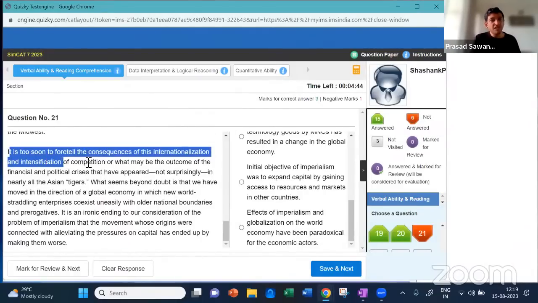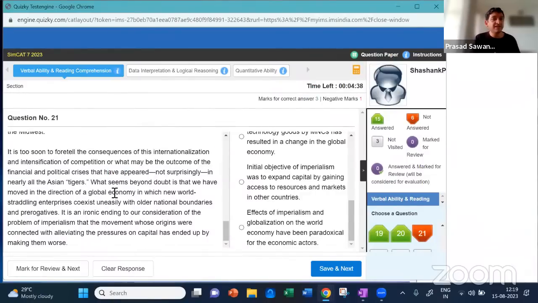It is too soon to foretell the consequence of this internationalization and intensification of competition, or what may be the outcome of the financial and political crisis that has appeared. Not surprisingly, nearly all the Asian tigers. That's what we're talking about, right? What seems beyond doubt is that we have moved in the direction of a global economy in which new world-straddling enterprises coexist uneasily with older national boundaries and prerogatives. Similar to what happens in India as well, right? We are taking things from, let's say, China, for example, because it is cheaper, but then we also have to fight with maintaining the internal homeostasis.